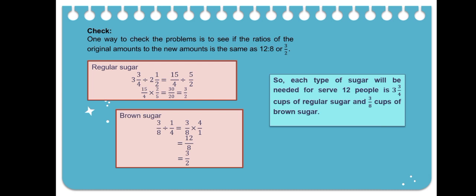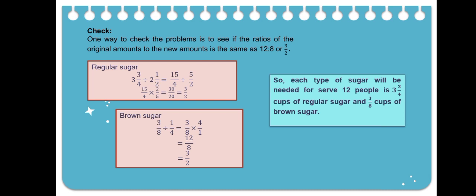To change from dividing to multiplying, if we are using a fraction, we can just flip the numerator and the denominator of the number that we are dividing by. So 15 over 4 divided by 5 over 2 will become 15 over 4 times 2 over 5. So 15 times 2 is equal to 30, and 4 times 5 is equal to 20. If we simplify, we get 3 over 2.